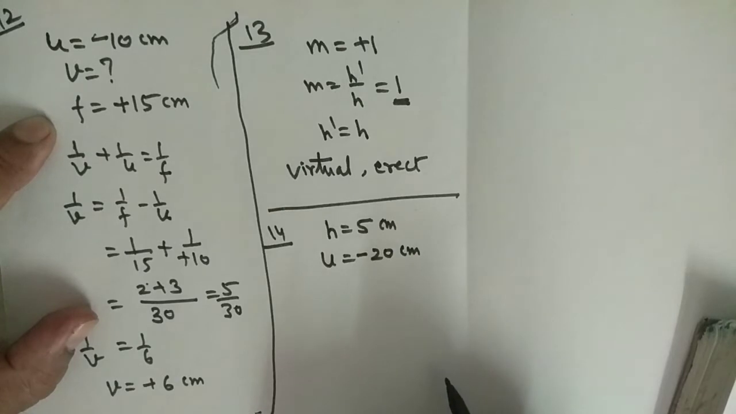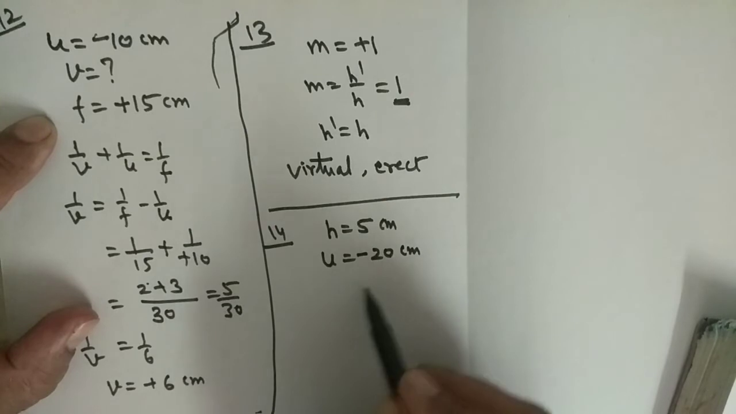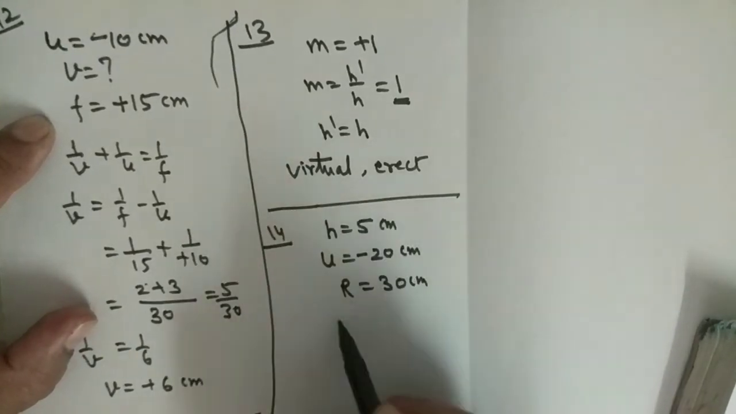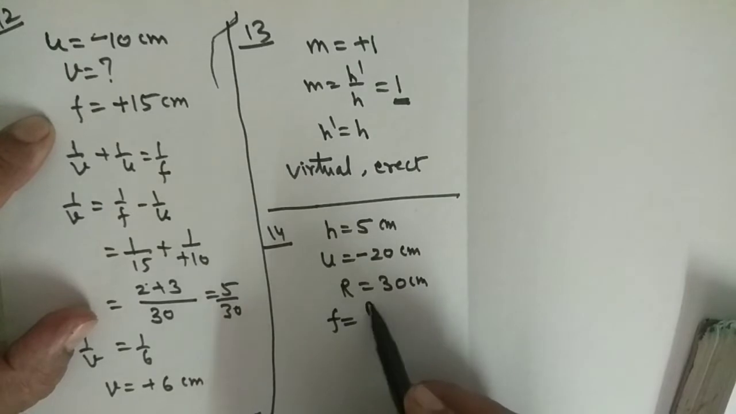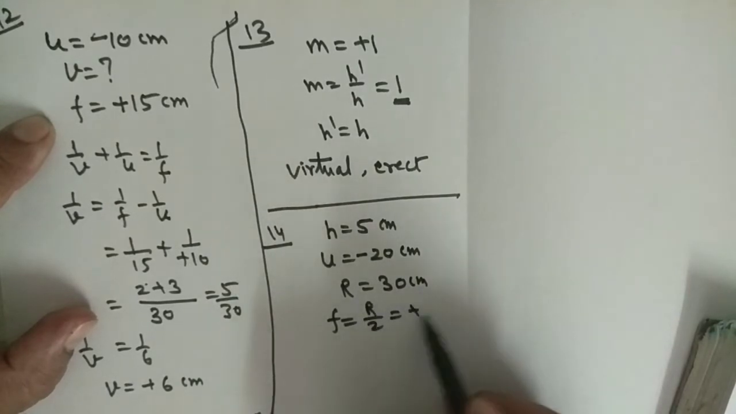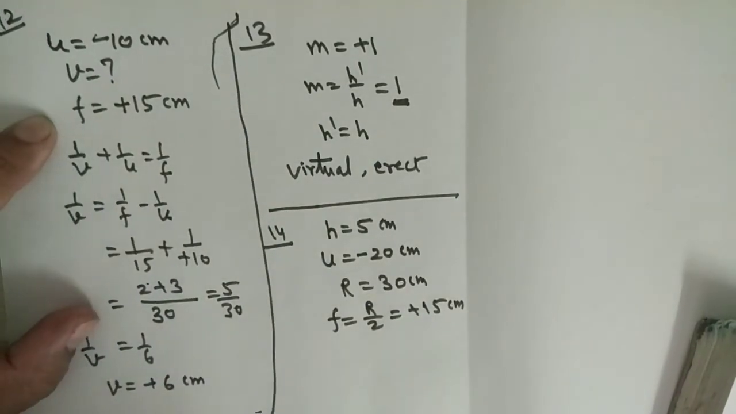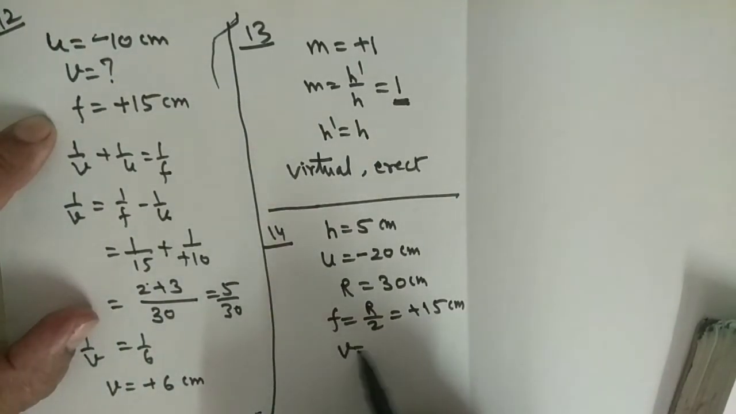It is a convex mirror of radius of curvature 30 cm. You know, if the radius of curvature is given as 30 cm, then the focal length is just half of this value, so it is always equal to 15 cm. So these values are given and you have to find the position of the image, its nature and its size.